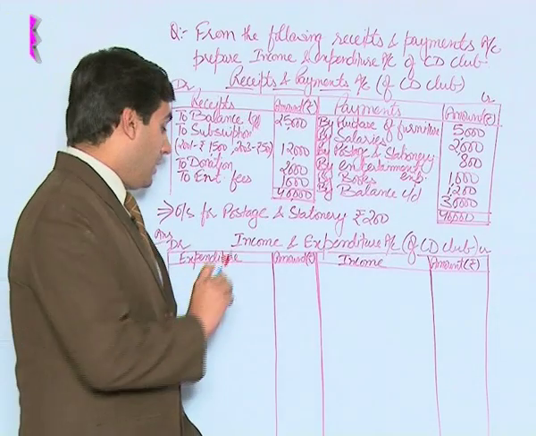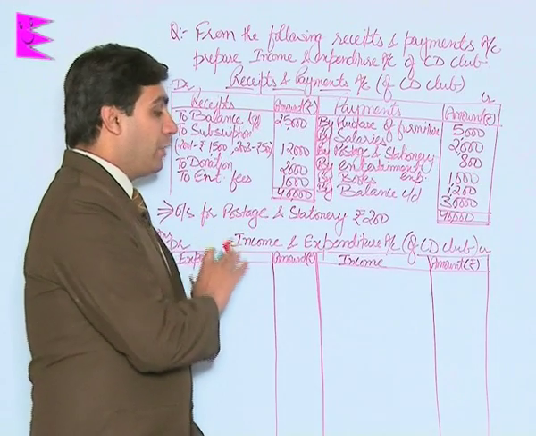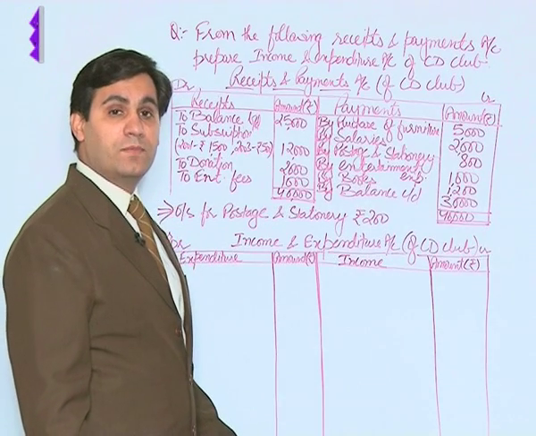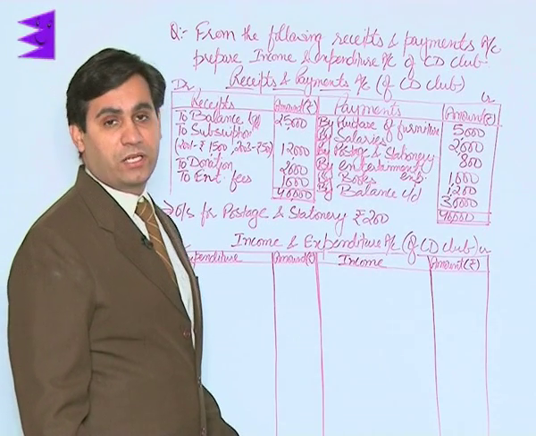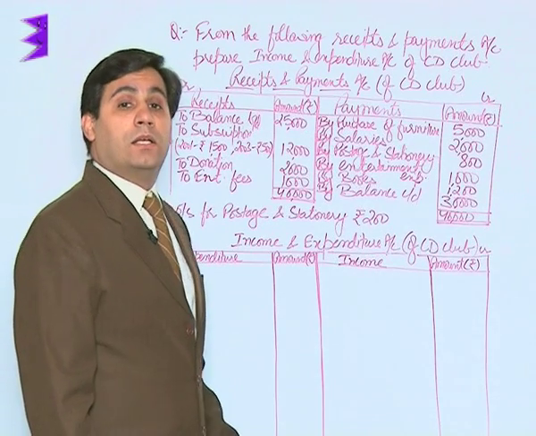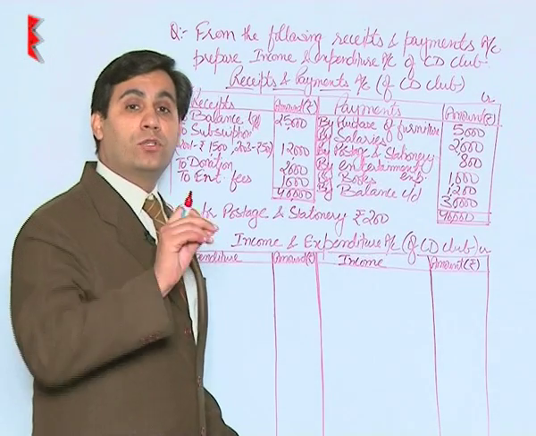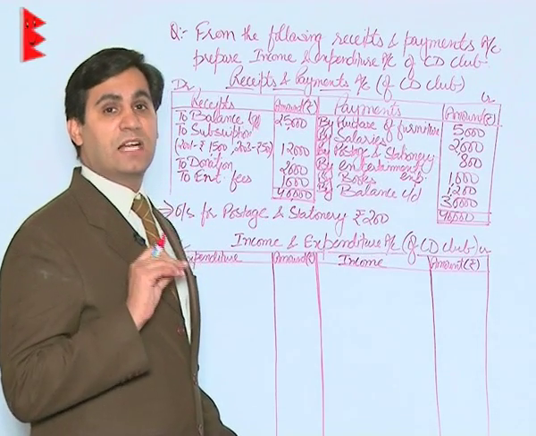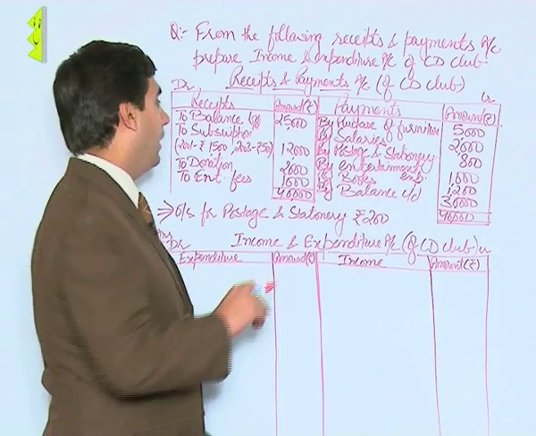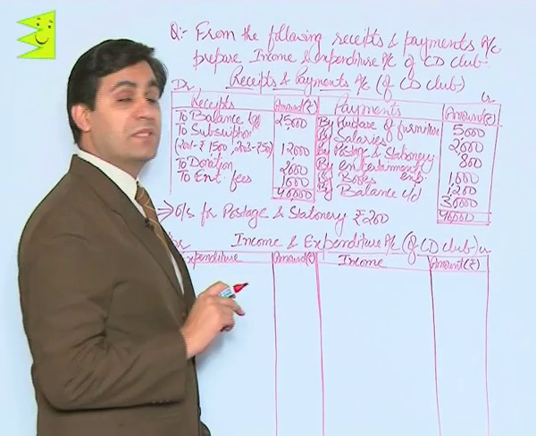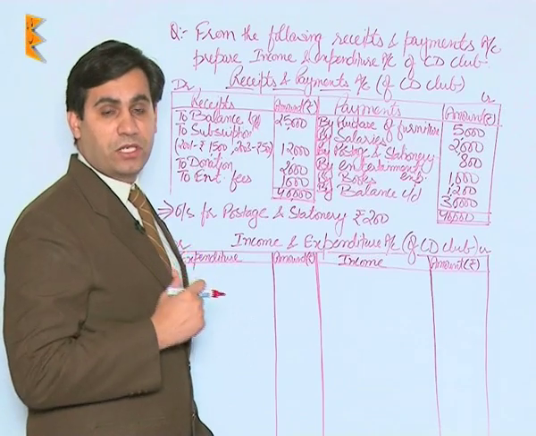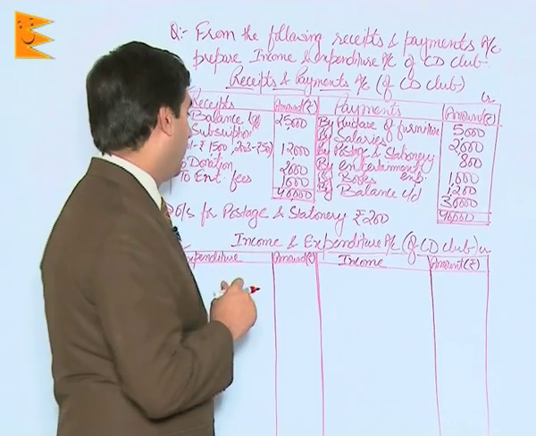Now students, whenever we are required to prepare an income and expenditure account, we have to make sure that only the revenue items appear in it, plus those items which relate to this year only, that is the accrual concept. So let us start with the receipt side. Balance brought down represents the balance of cash, so it should be shown in the balance sheet, not on the income side.